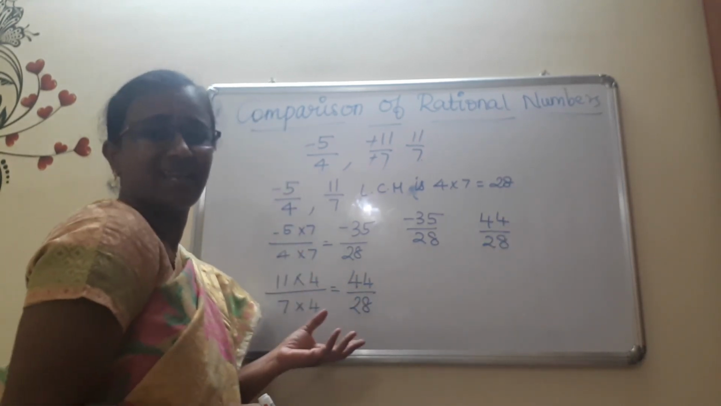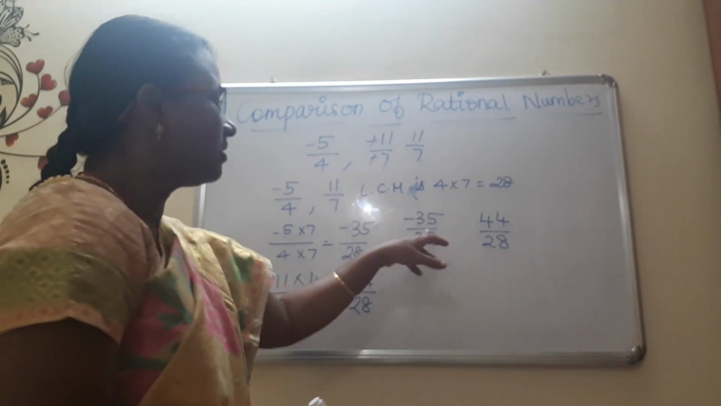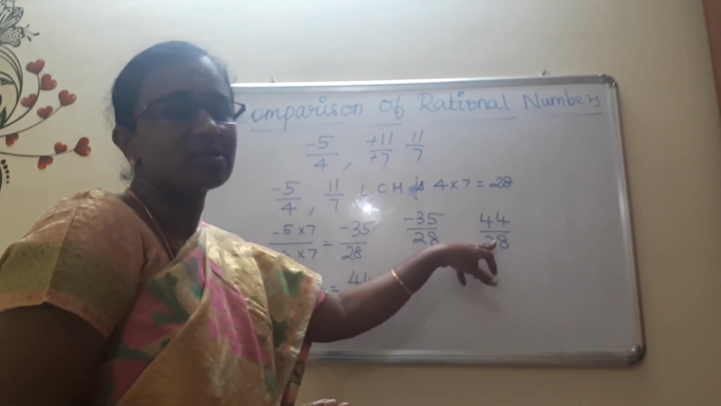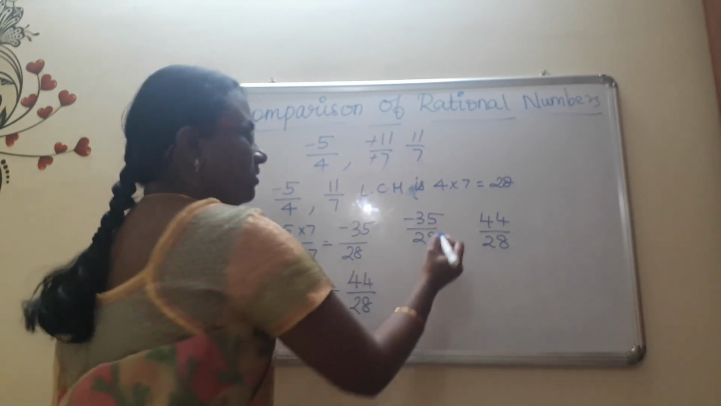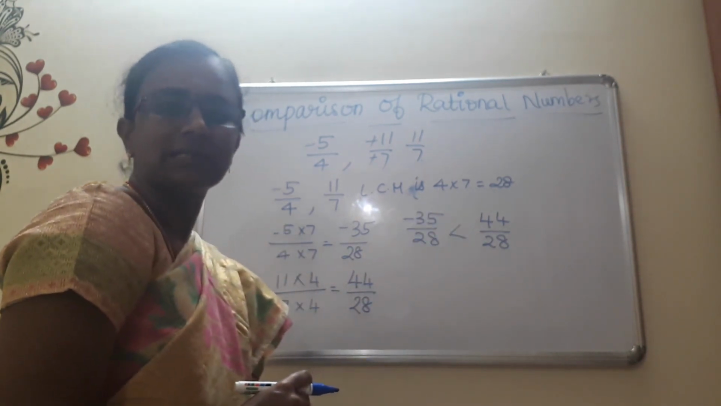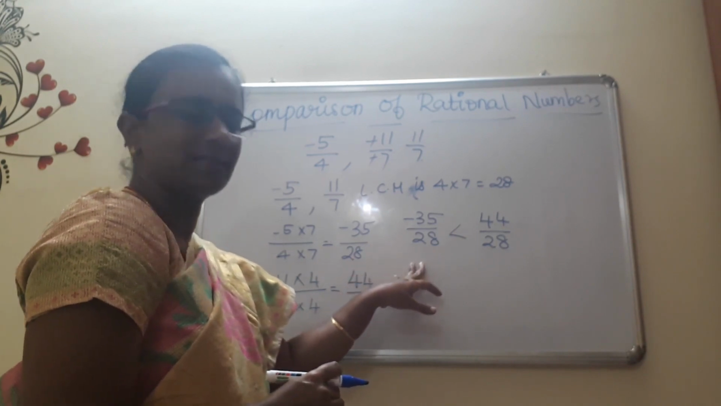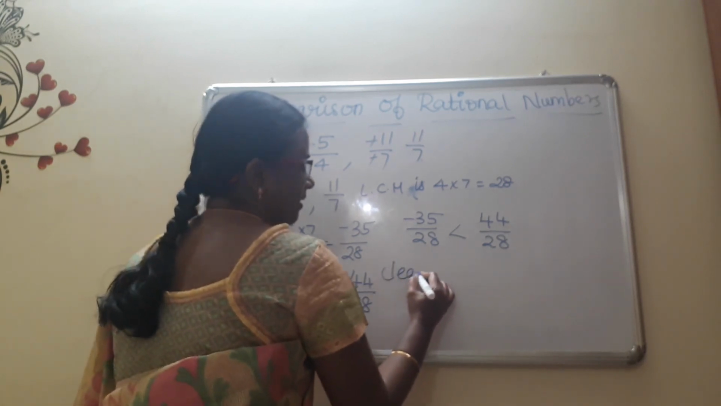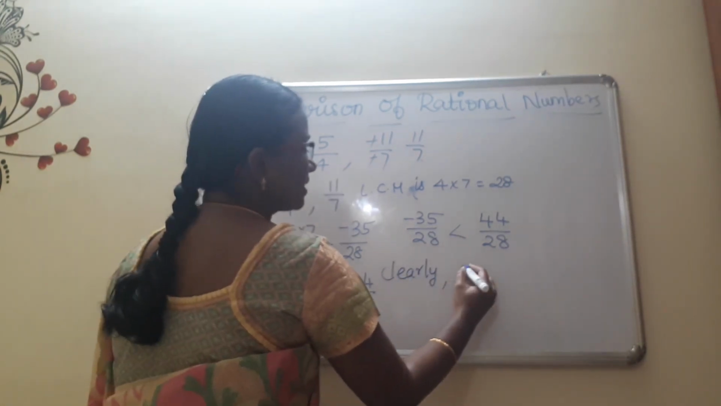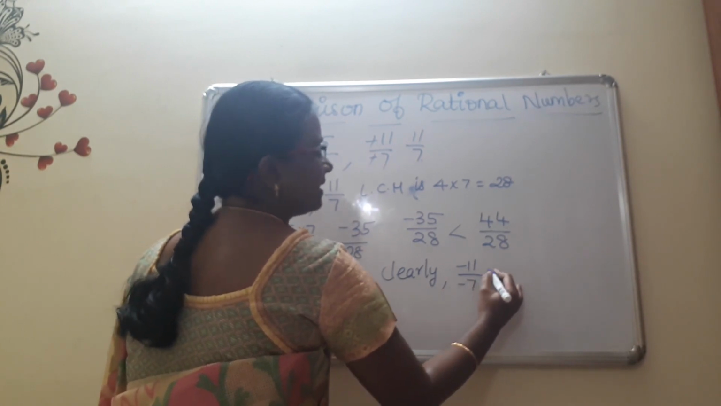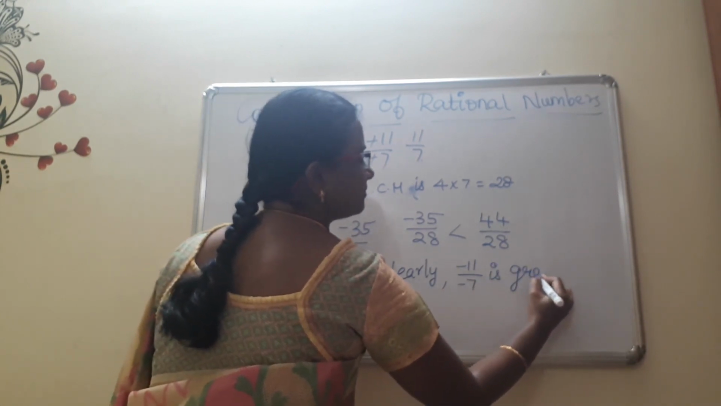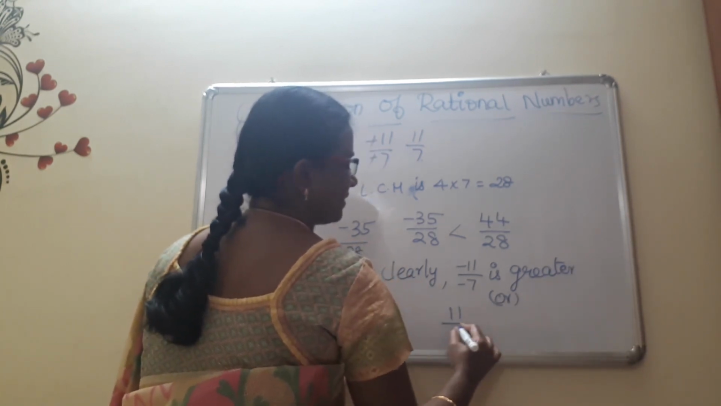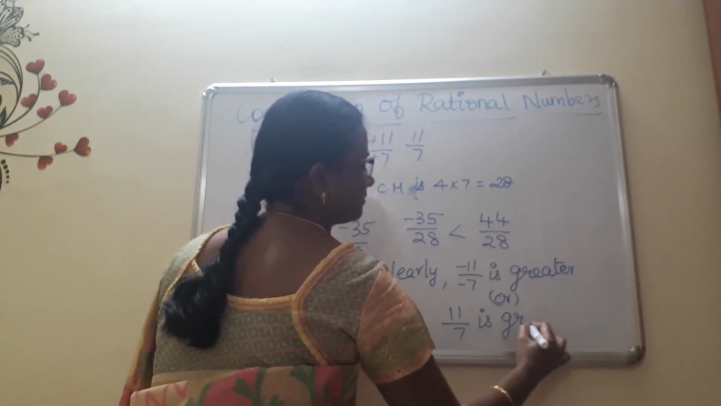Now we can easily say which one is greater. Here the denominators are the same. One is a negative number and one is a positive number. Obviously the positive number is the greater number. So 44 by 28 is greater, and minus 35 by 28 is lesser. So clearly, in this sum, minus 11 by minus 7, or 11 by 7, is greater.